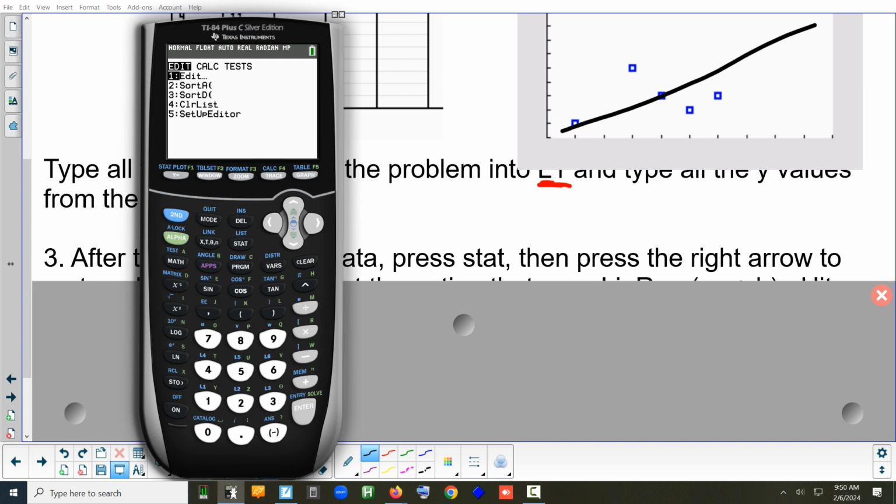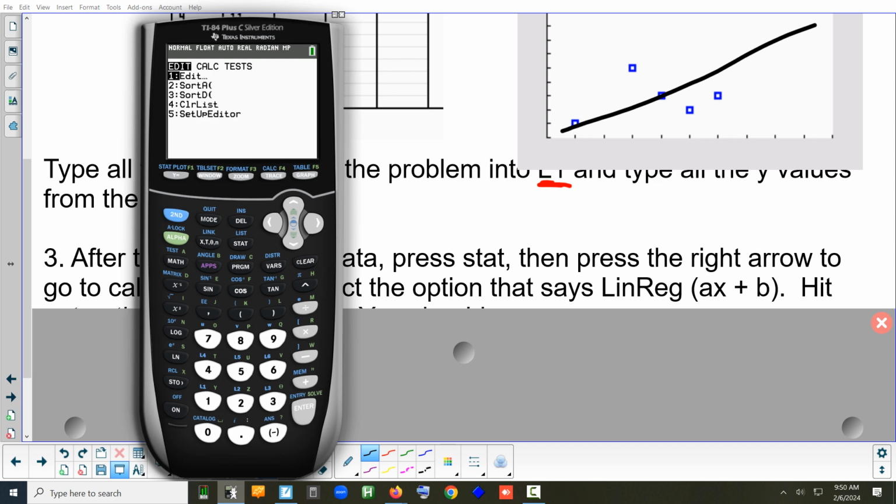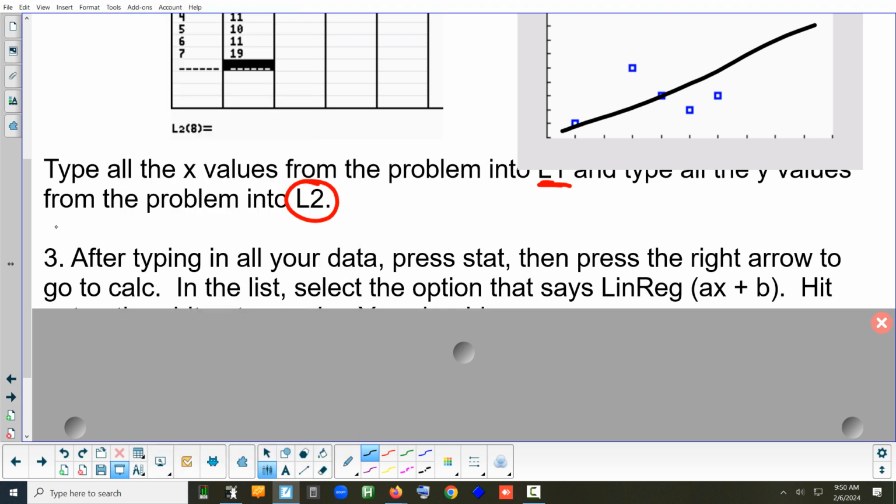Okay. And now, press the right arrow. And that's going to go to the second thing at the top that says calc. Okay, press the right arrow. And now it says calc. Now, the calculator can find all kinds of things here with those points. The only thing we want to do is find a line. So there should be an option if you scroll down that looks exactly like what I wrote on the board.